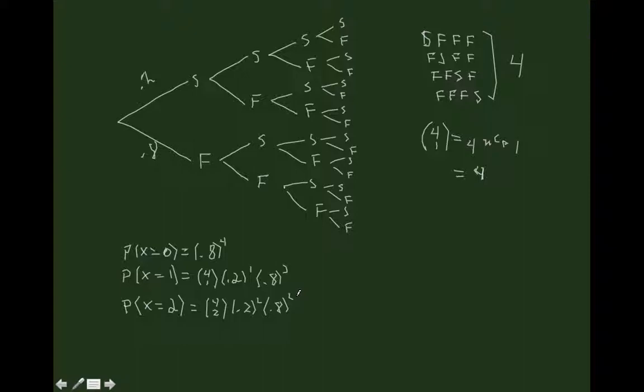Okay, so for 2 successes, that would happen if we had a success, a failure, one way; success, 2 failures and a success, failure, 2 successes and a failure; 2 failures and 2 successes. Okay, 4 choose 2 ways. Notice the x, it's always going to be how many successes, that's the exponent here, and how many failures, that's the exponent there.